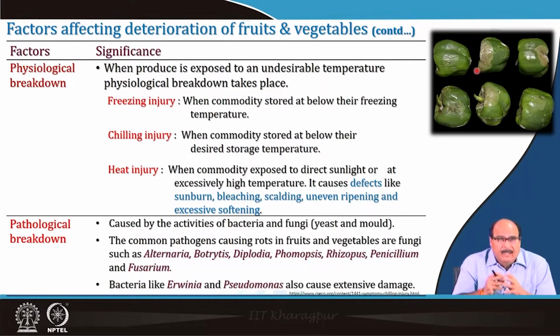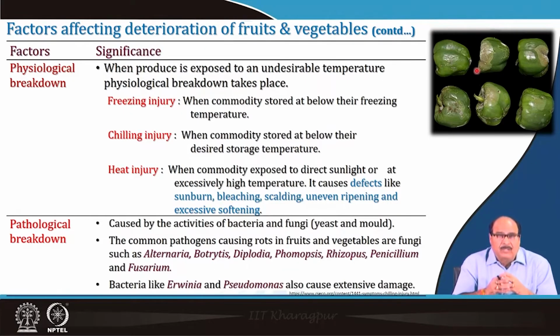Then pathological breakdown may also be there, which may be caused by the activities of bacteria and fungi, that is yeast and molds. Vegetables, because of their nature, are more prone to attack by bacteria. Fruits, because of the acid or sugar present in them, may be attacked by mold or fungi. So they may also result in breakdown or spoilage.